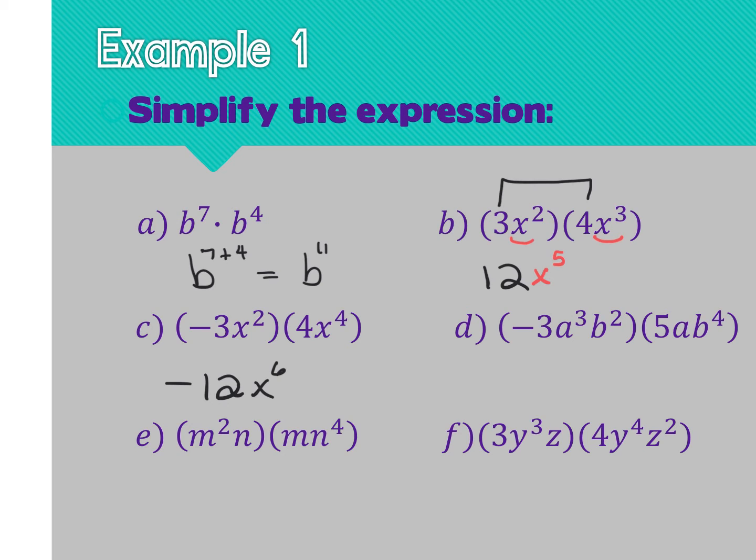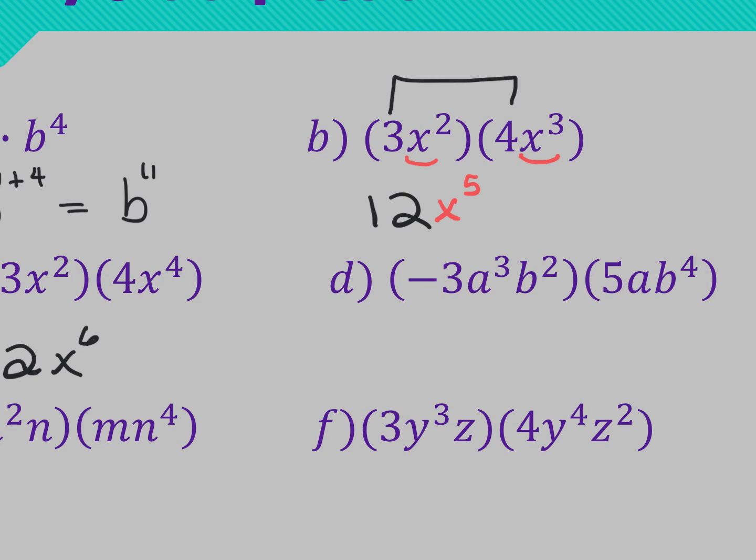Same thing on the next one. I'm going to look for variables that have the same base. So first let me do the coefficients. Negative 3 times positive 5 is negative 15. Next I'm going to look at my variable that has the letter a. Now if a variable does not have an exponent, I can assume one. Over here, by the 5a, b to the 4th, this a has an exponent of 1. A 1 is assumed there. So in order to find the new exponent on the variable a, I'm going to add 3 plus 1, and this becomes a to the 4th. And then I'm going to go back and do the same thing with the b's. The bases are the same, so I'll add 2 plus 4, and I get 6.